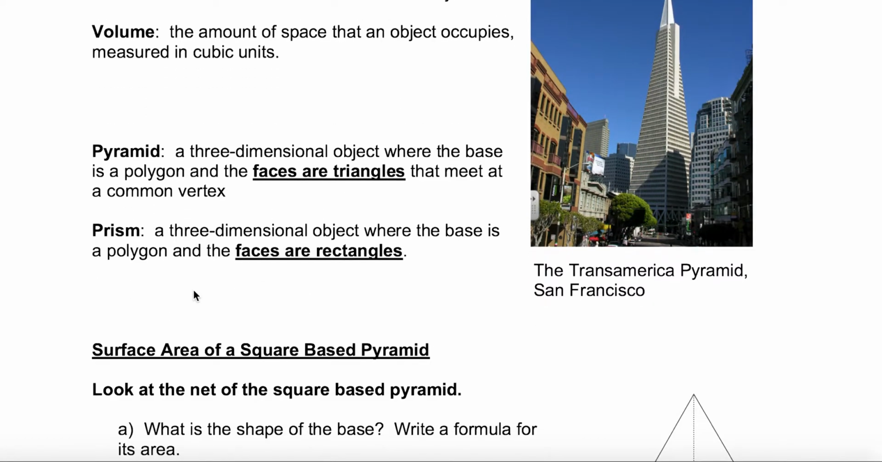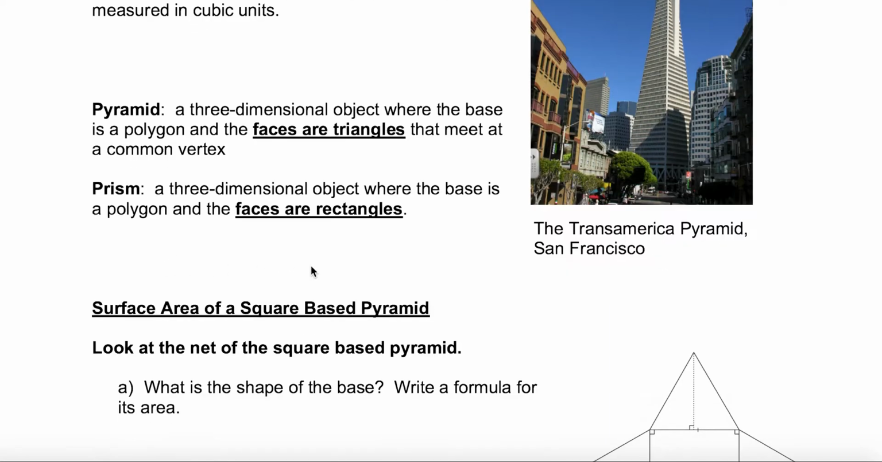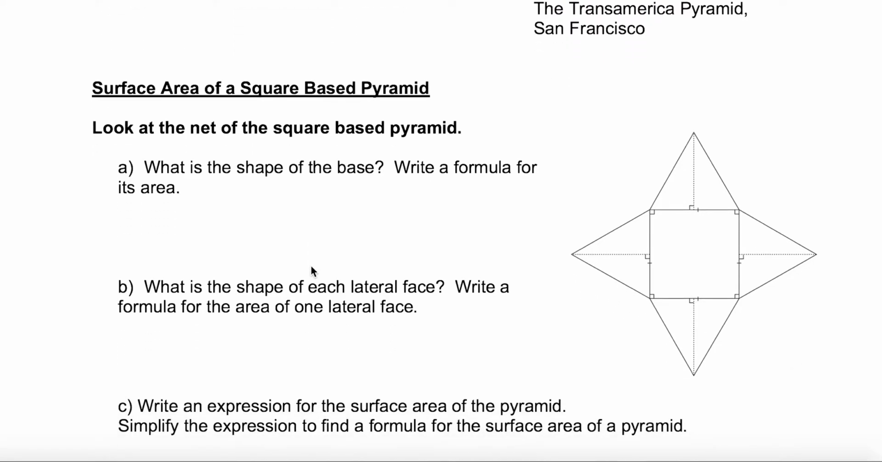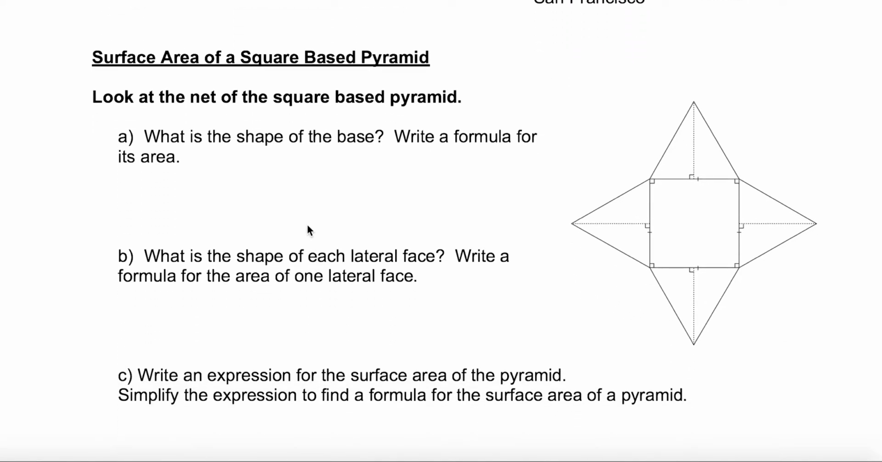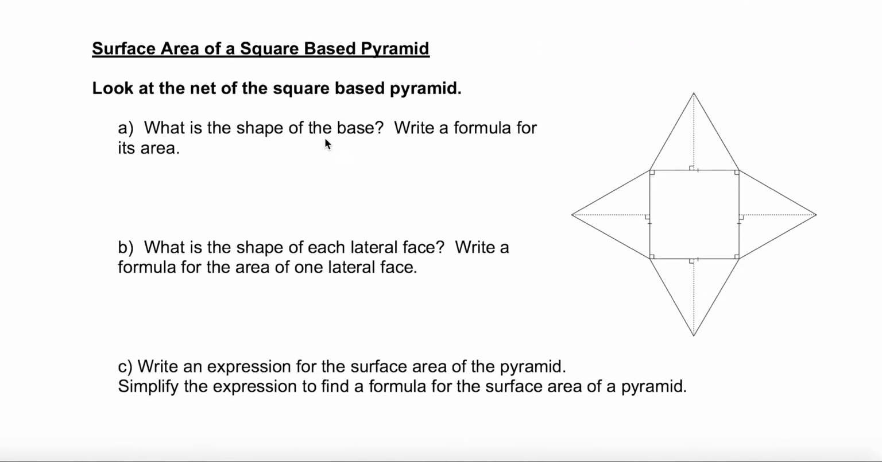A prism is something different. I always just think of a shoebox or something like that. A prism is a three-dimensional object where the base is a polygon and the faces are rectangles. So let's just look at the surface area of a square-based pyramid, just surface area first.